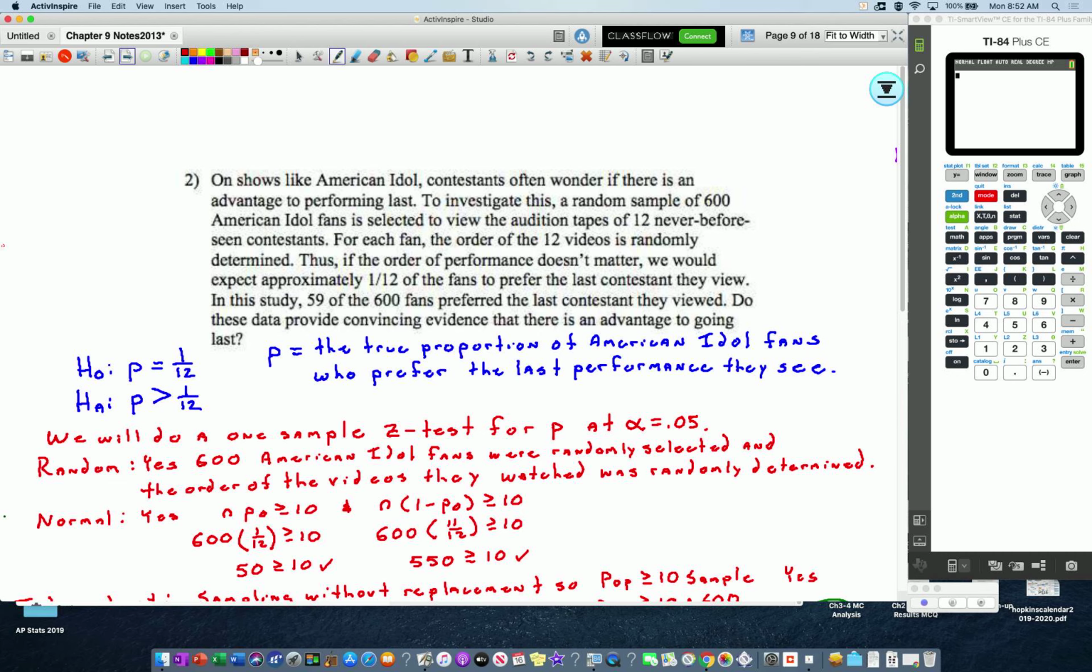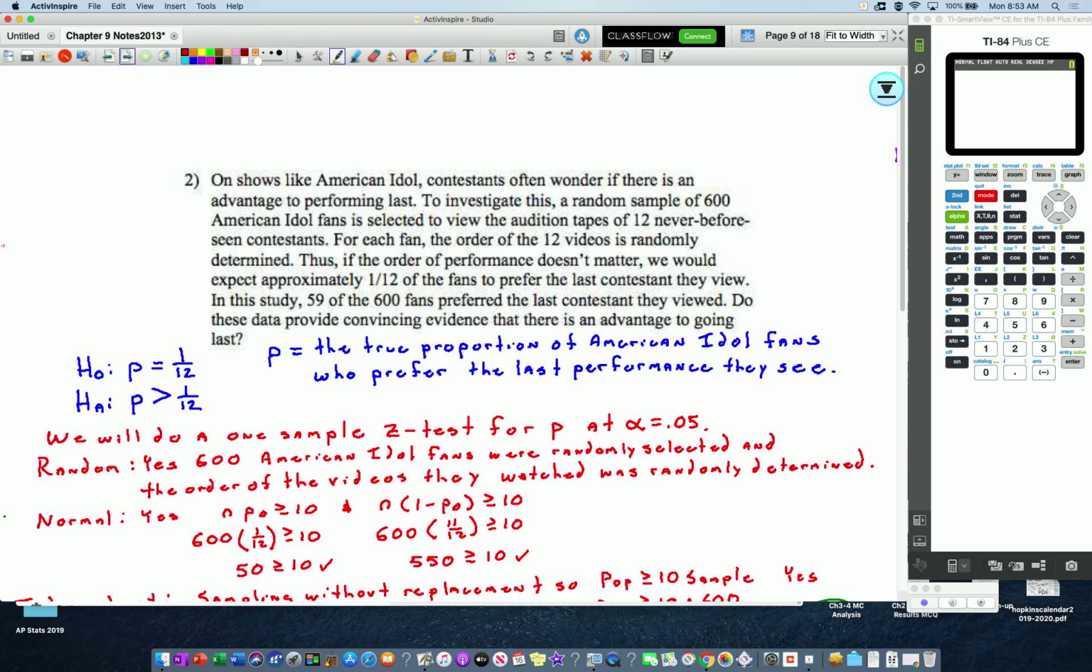Seems to make sense. So to investigate this, a random sample of 600 American Idol fans was selected to view the audition tapes of 12 never before seen contestants. For each fan, the order of the 12 is randomly determined. Thus, if the order of performance doesn't matter, we would expect 1/12 of the fans to prefer the last contestant they view. In this study, 59 of 600 fans preferred the last contestant they viewed. Do these data provide convincing evidence that there is an advantage to going last?